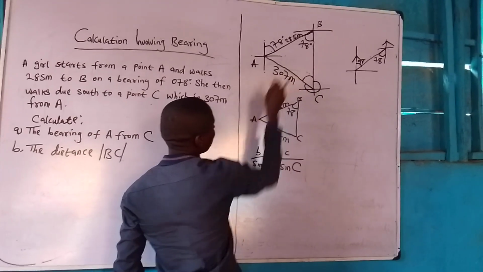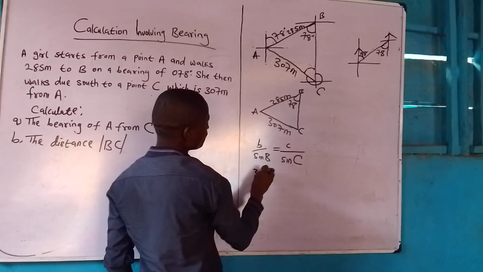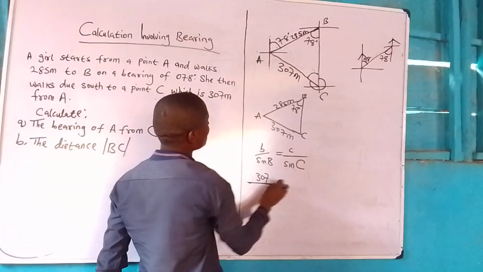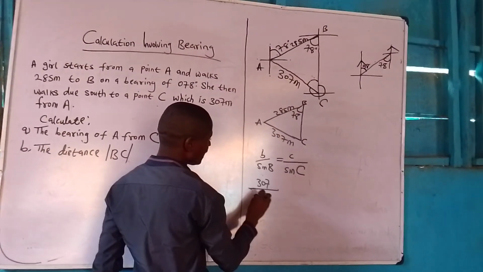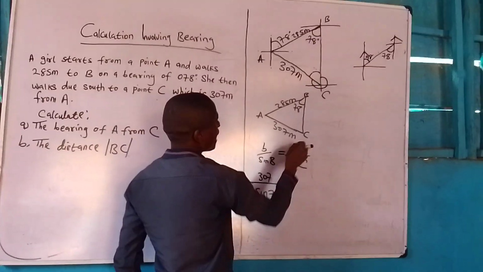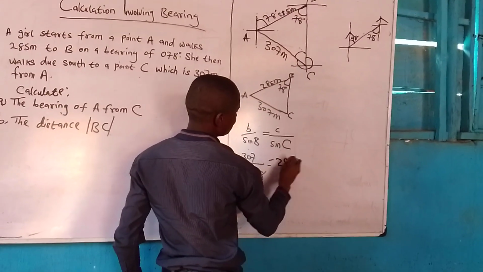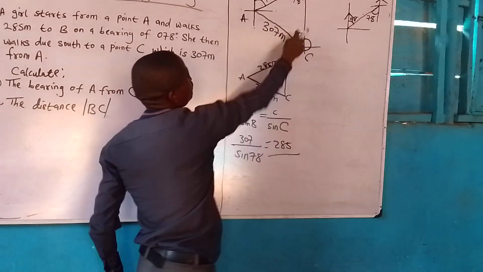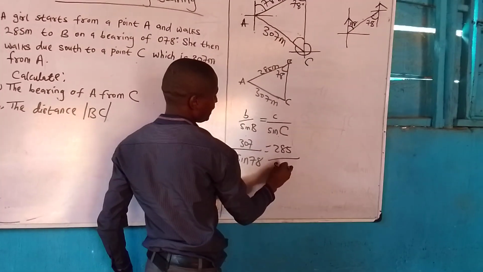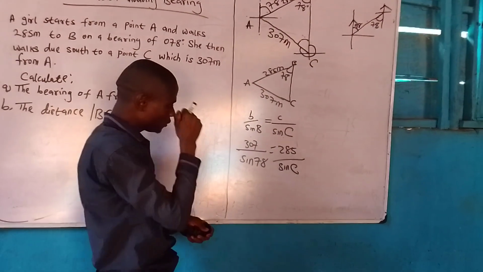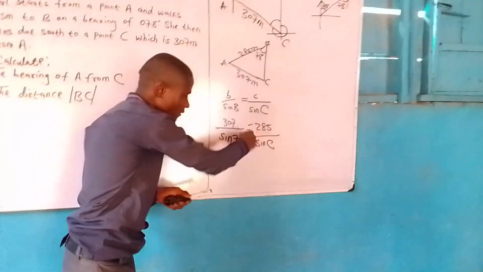Now our b is already given as 307, right? Divided by sine of what is the angle of B? Sine 78. Our small letter c is 285, that is the side that is here. Then sine C, that is what we are looking for. We don't know it. What do we do? You cross multiply.